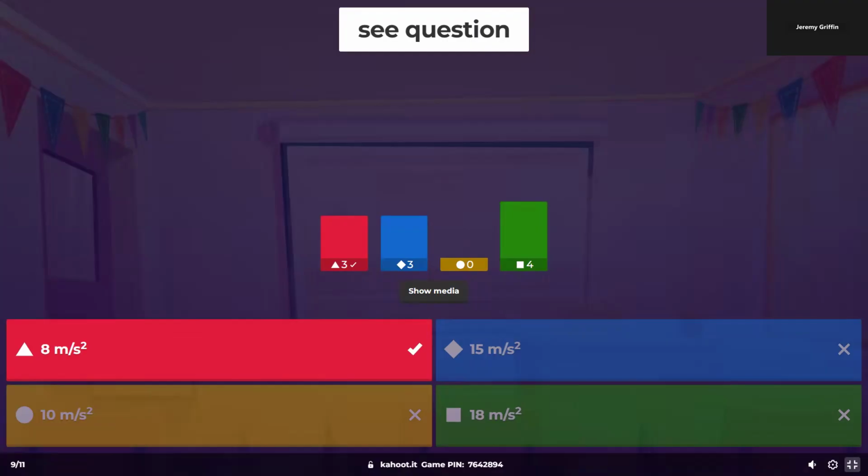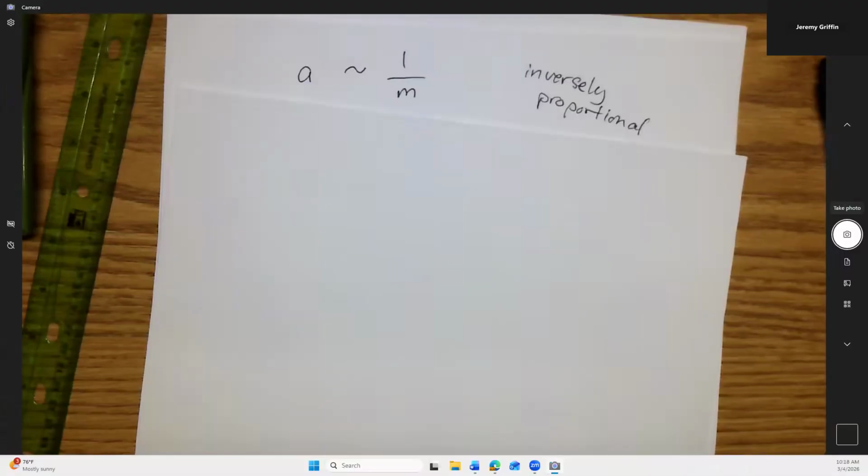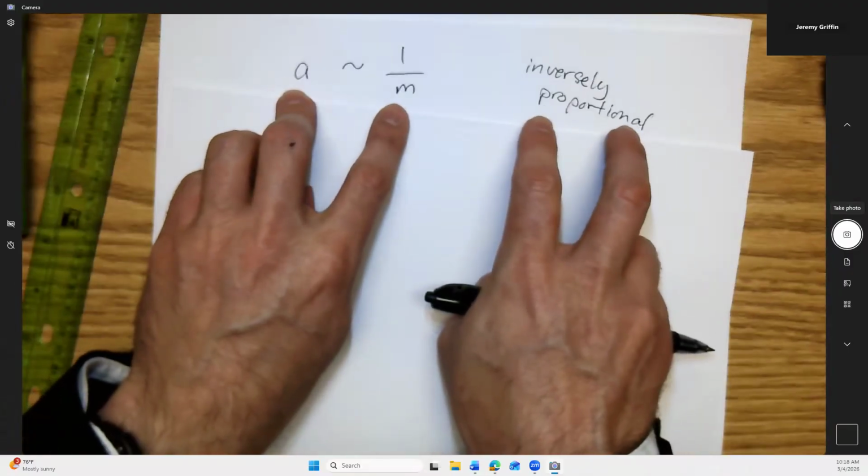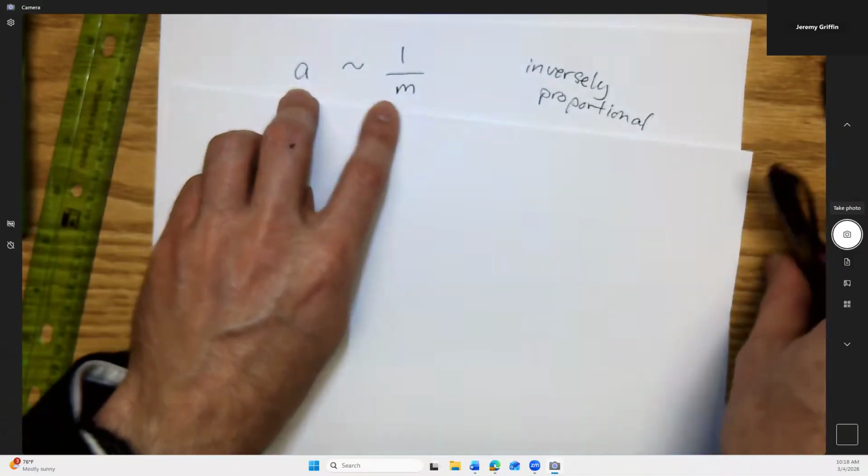So here. It looks like the inverse was a little trickier. That's the acceleration. I said the acceleration is inversely proportional to mass. That means if you increase the mass, you decrease the acceleration.